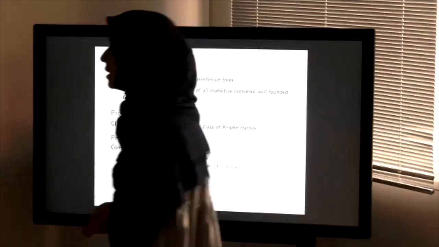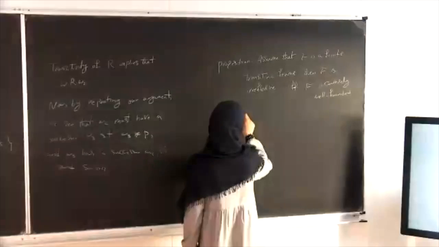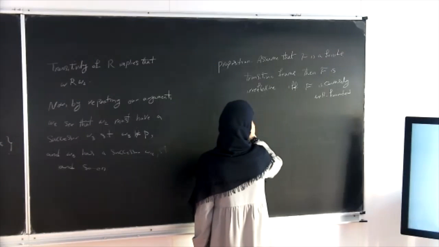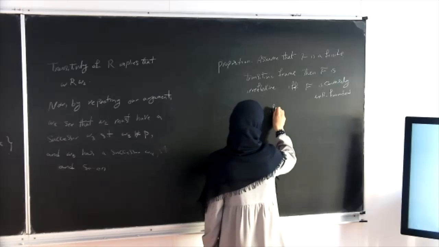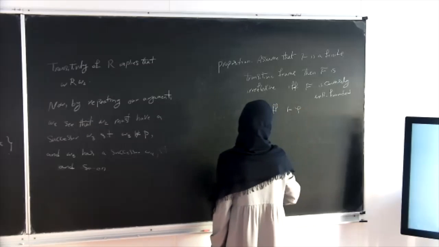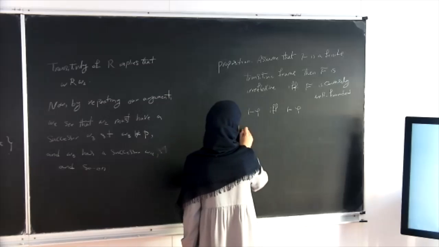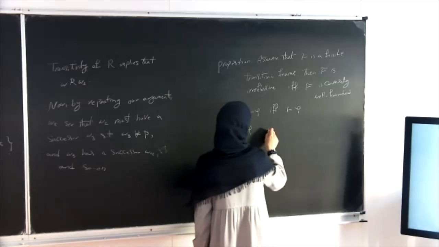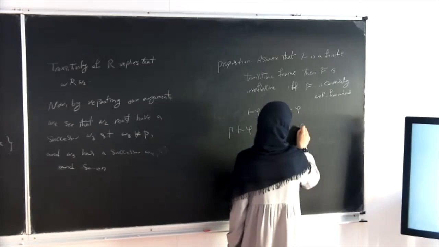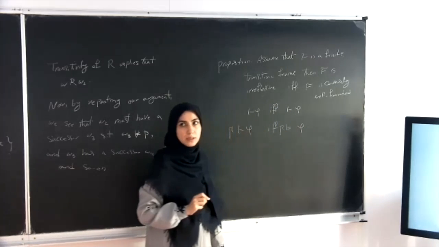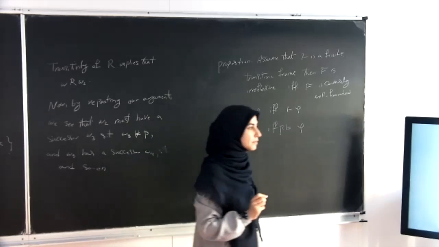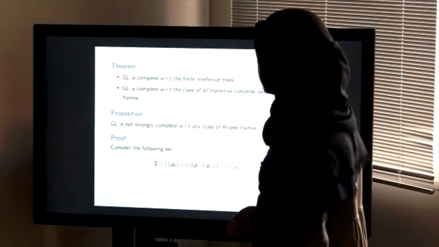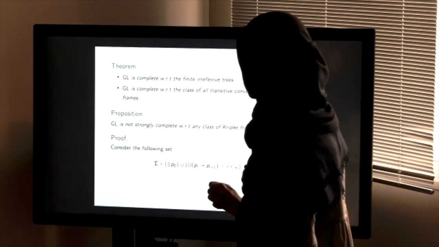What is strong completeness? In completeness, we said that with soundness and completeness, we have that phi is a theorem if and only if phi is valid. In strong completeness, we said that if phi is provable from a set of formulas gamma, then phi is valid over gamma. That's strong completeness. GL is not strongly complete with respect to any class of Kripke frames. To see that, we can provide a counterexample.